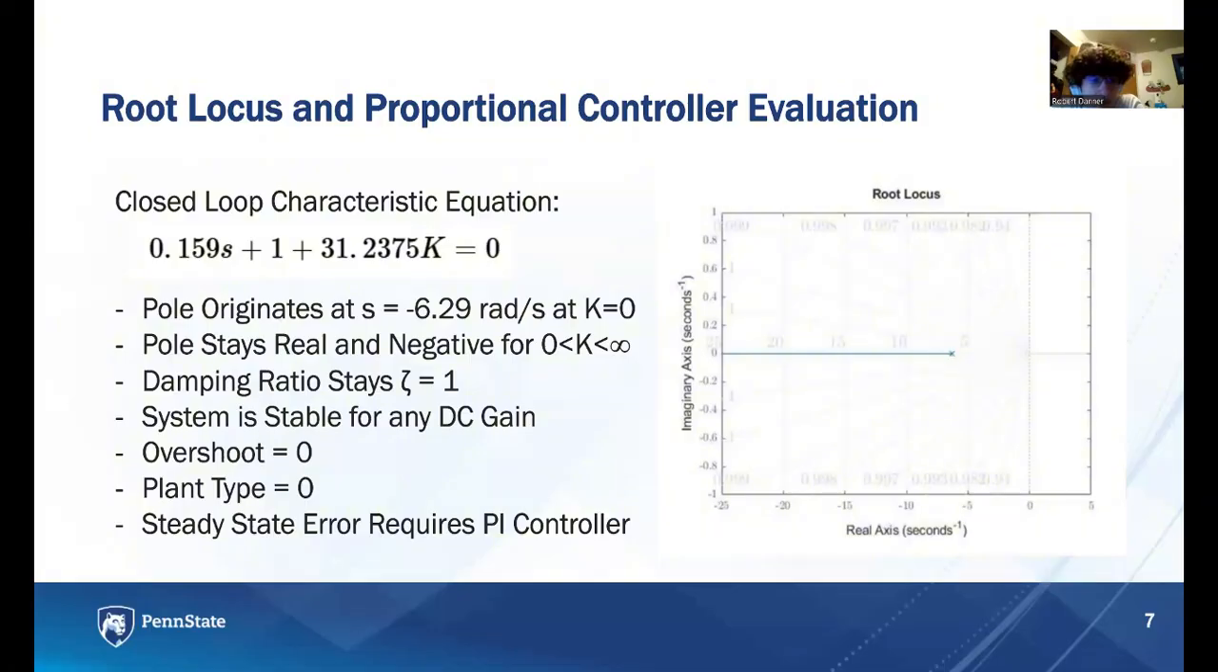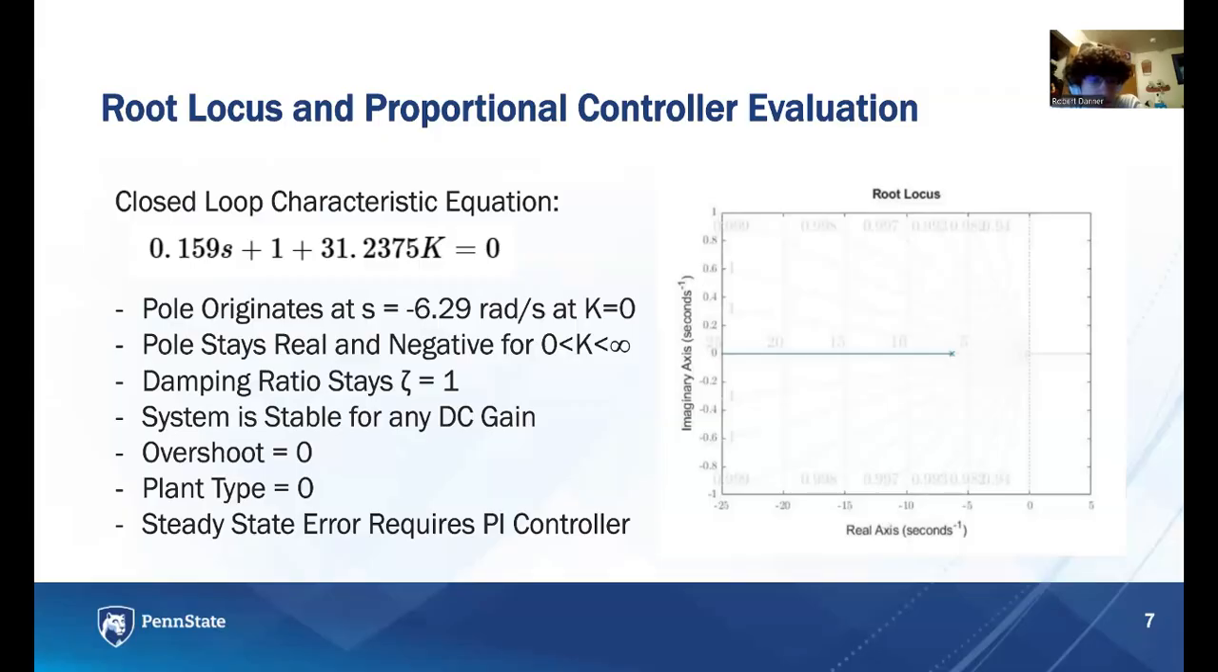As the gain increases, the pole then moves along the negative real axis towards negative infinity. It never becomes positive and it never leaves the real axis. This means that for any gain, the system will always be stable and will have no oscillatory behavior. It also means that the damping ratio remains constant at 1 and the overshoot will remain 0 for any positive gain. Since there are no poles at s equals 0 in the characteristic equation, the system type is a type 0.